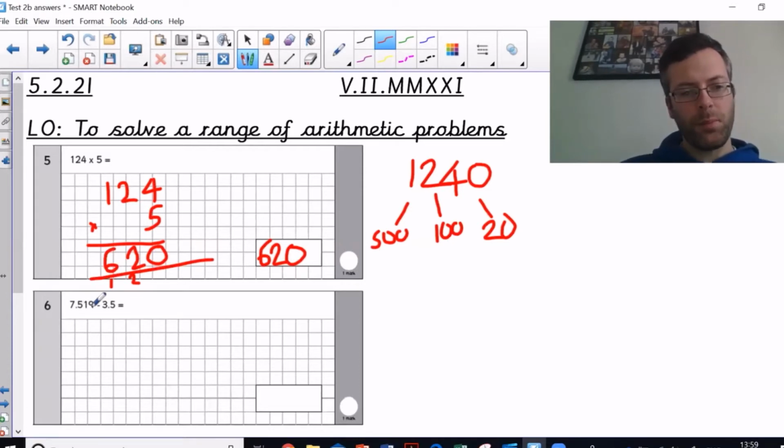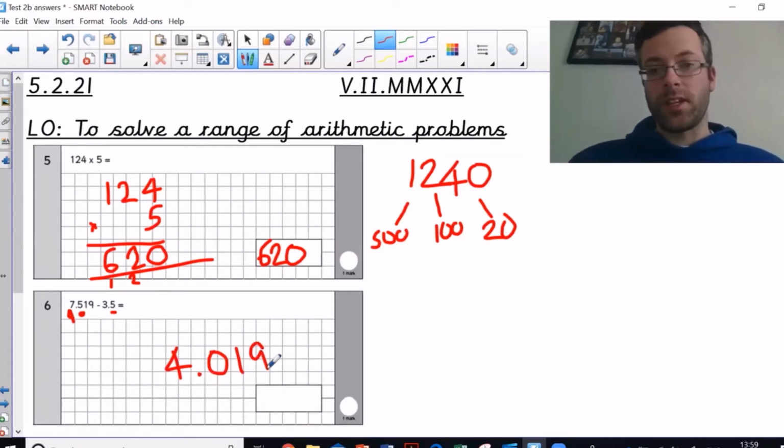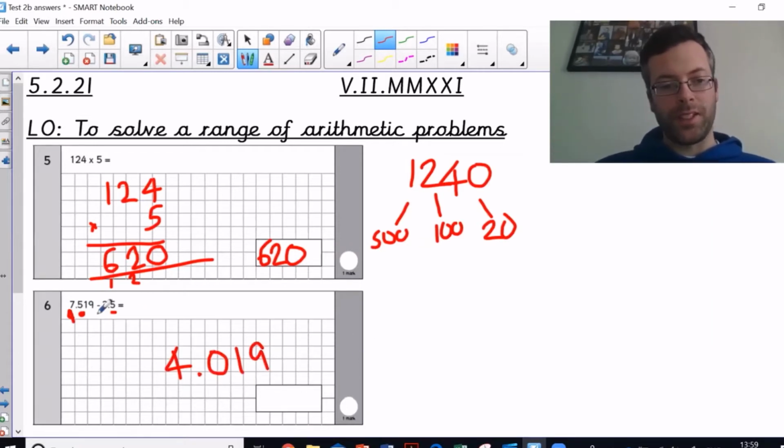Next one, 7.1519 take away 3.5. I can look at this and realise that actually I can take away that 1 from there and that 5 from the tenths. So if I take away the 5 tenths, that leaves me with 0. If I take away 3 ones, that leaves me with 4. So they're going to stay the same. So my answer is 4.019. Yes, I could have used a subtraction and it would have got me there, but I can see that without having to do it.